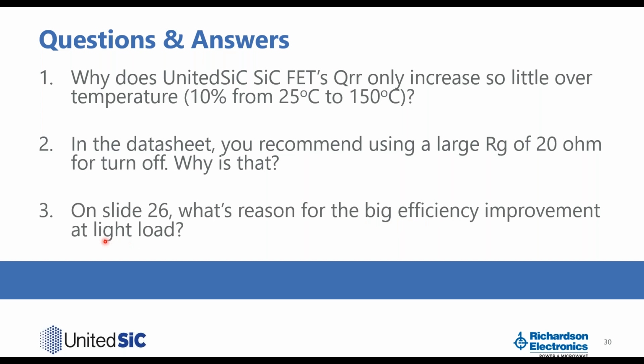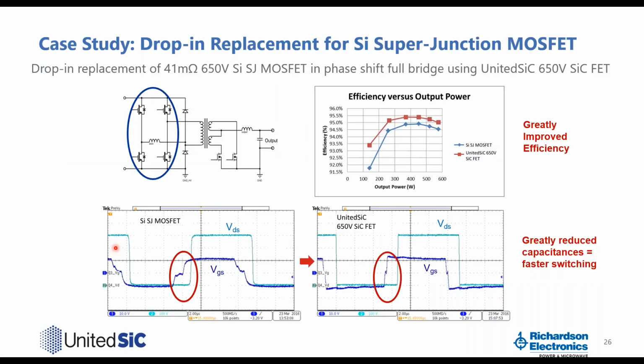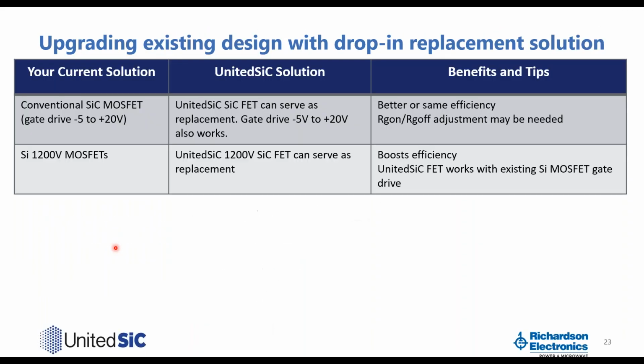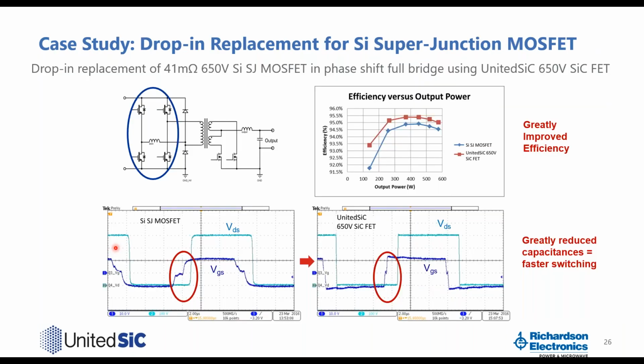The third question is, on slide 26, what is the reason for the big efficiency improvement at light load? Okay, so let's go back to slide 26. This is the drop-in replacement of a silicon superjunction. Here you see this improvement of the efficiency.